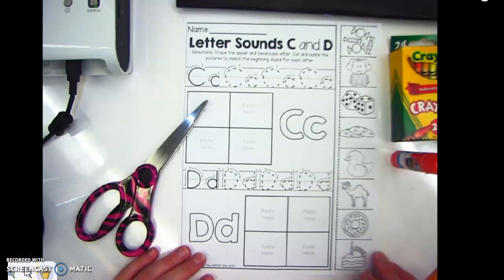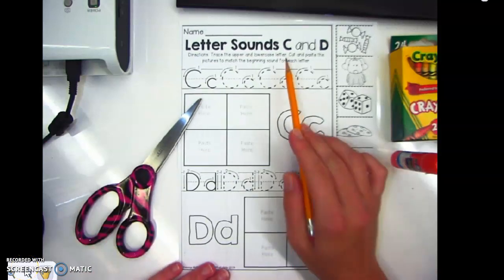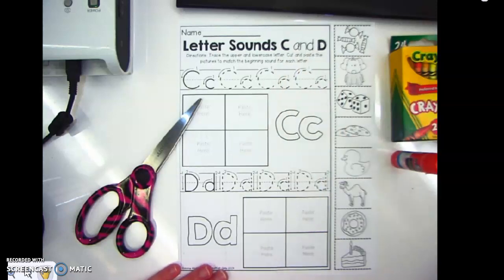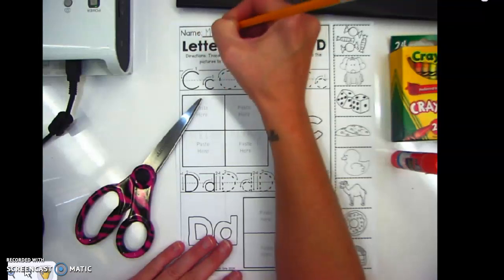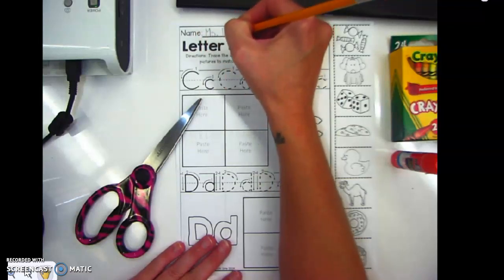Hi friends, for our letter center today, we're going to work on the letters C and D. Now I want you to remember, the first thing I do is always the same. Look at the top and write my name. So I'm going to put my name at the top with my pencil.